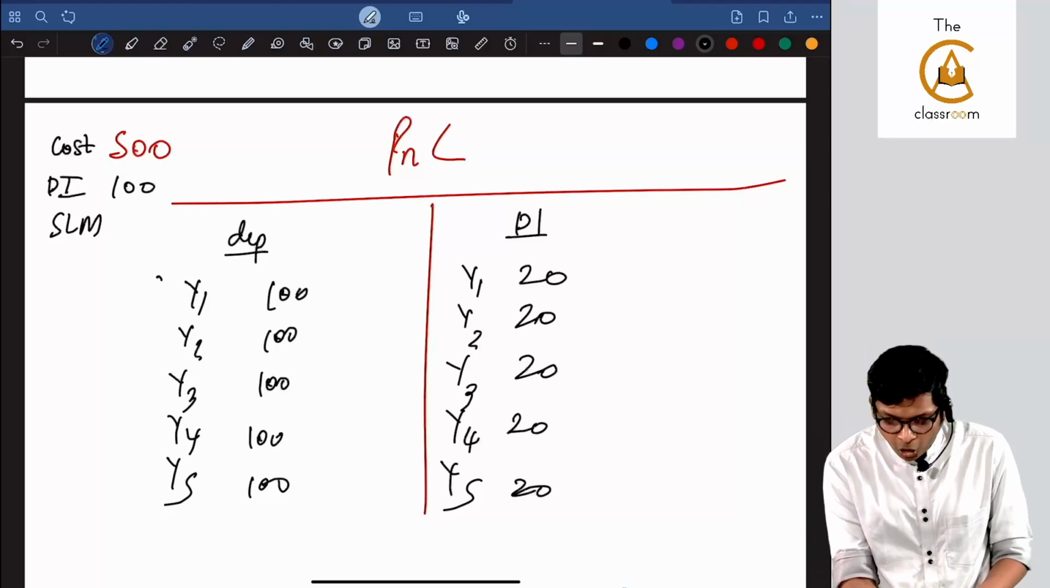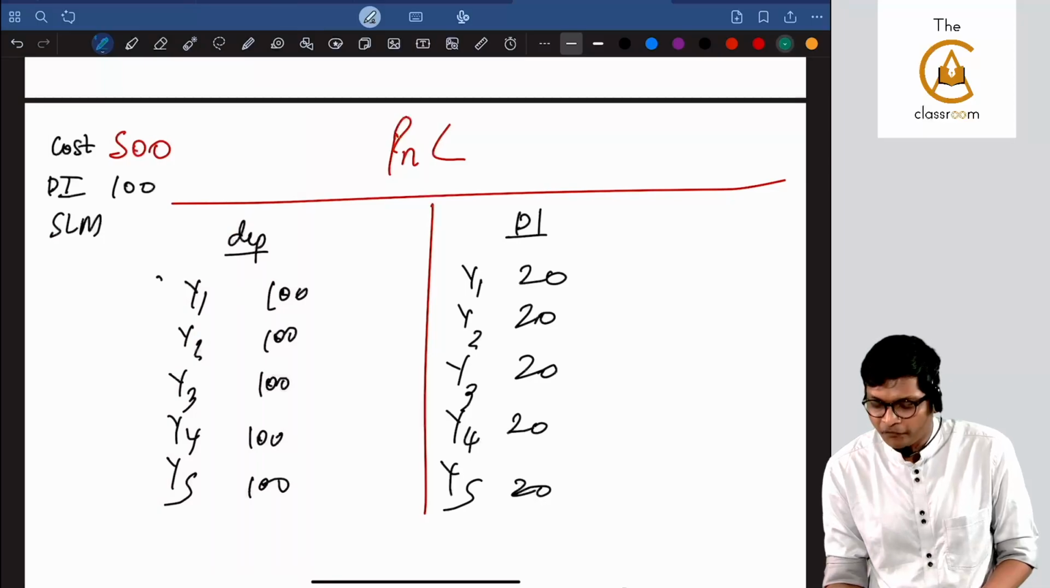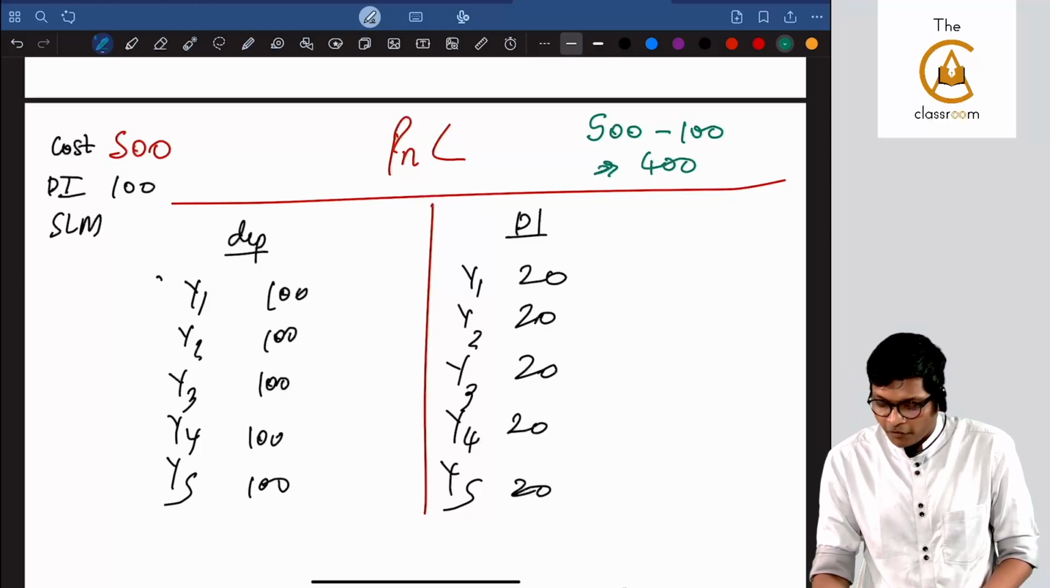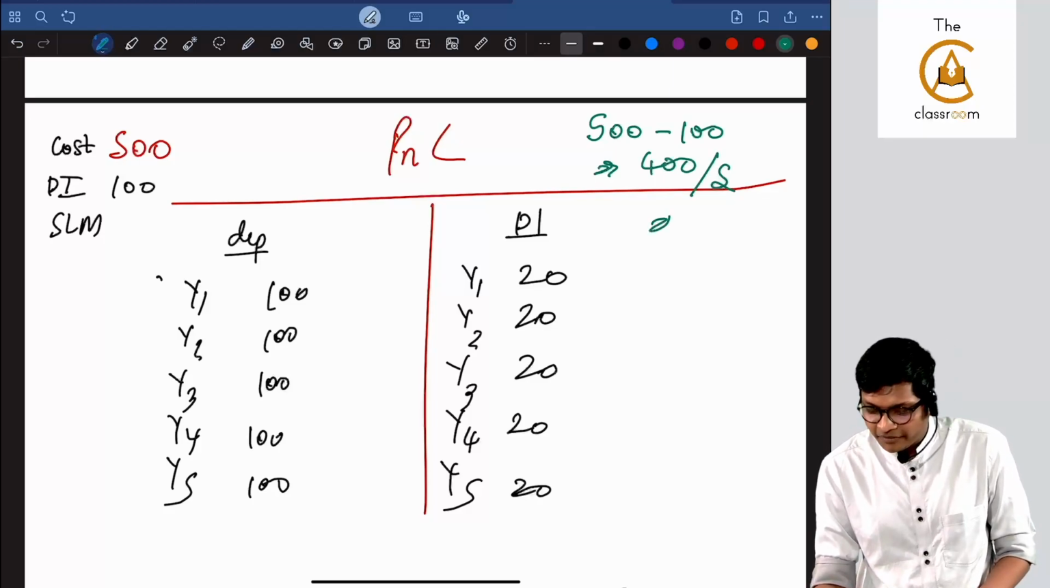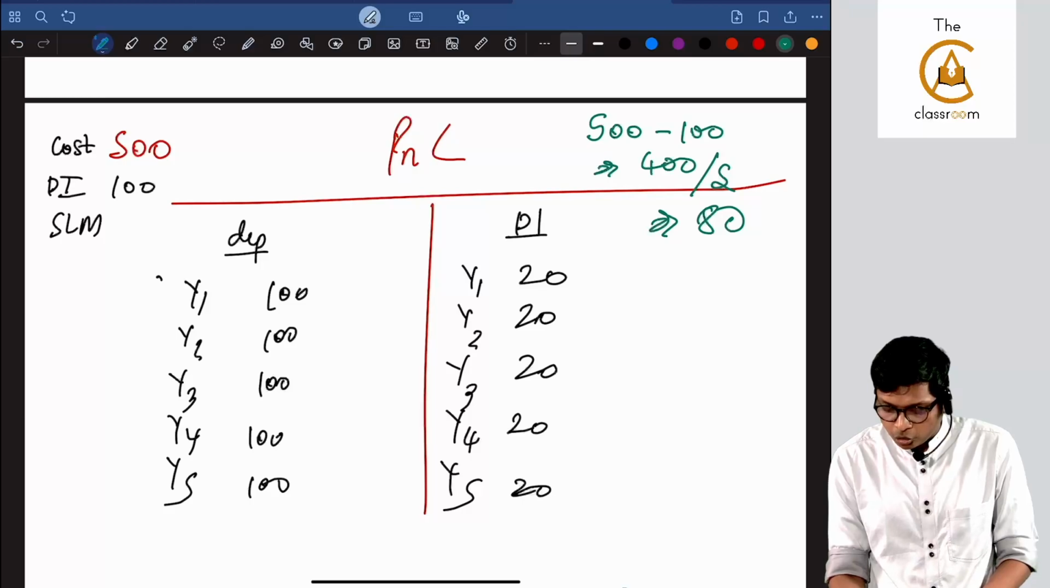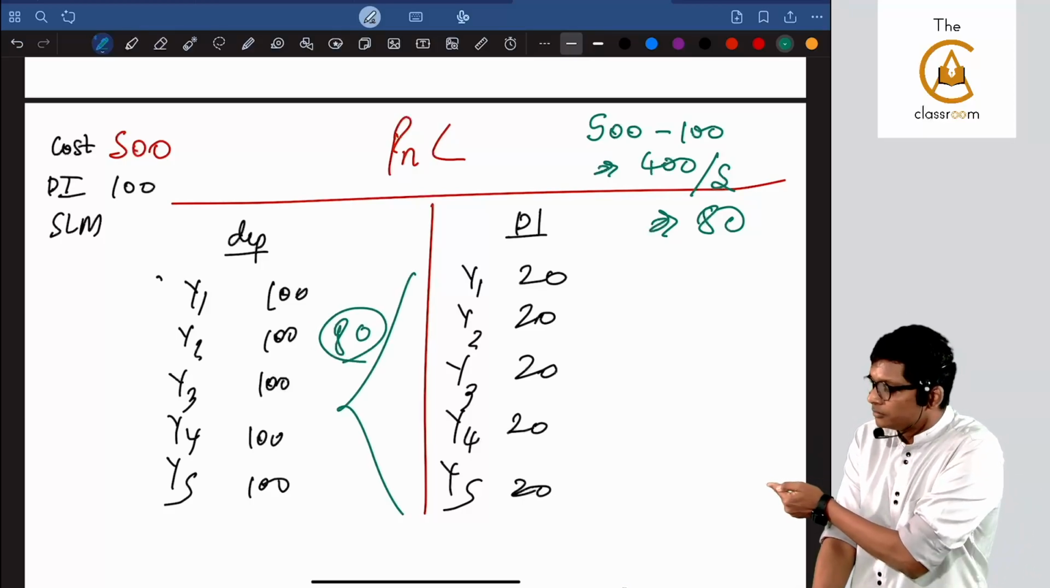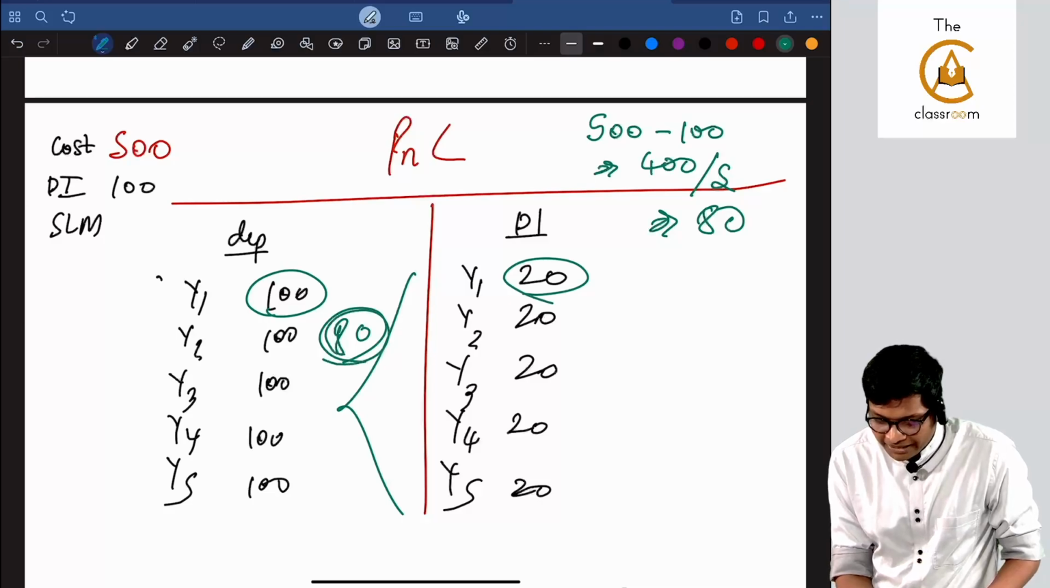Same thing if I am not following deferred income: it will be 500 minus 100, 400. 400 divided by 5 will be how much? 80. So net each year I will debit how much? That only is the net impact here. 100 minus 20, 80. Correct?